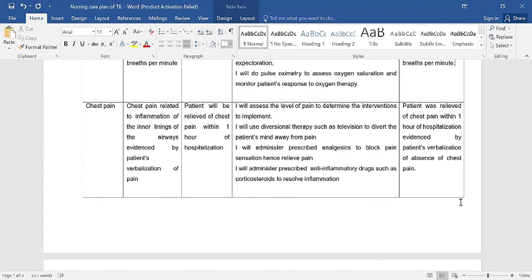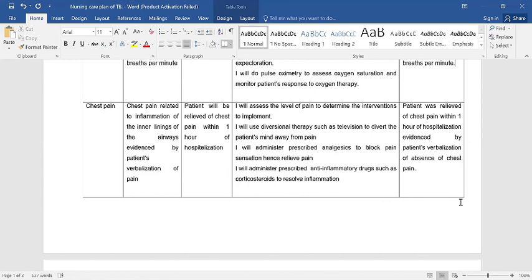From there, we go to interventions. All the interventions here should address our goal, to try to achieve our goal. The first one is, I will assess the level of pain to determine the interventions to implement. So we have to assess the level of pain.